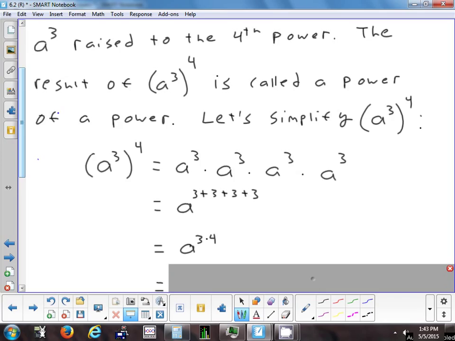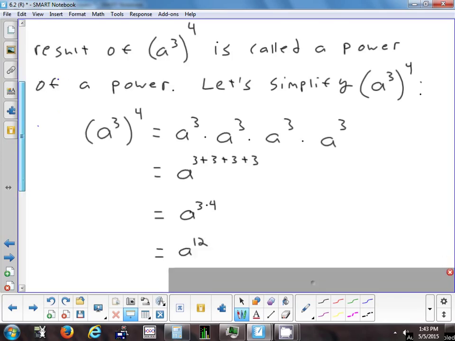Notice what we really did, though. We got a to the 12th. What do you get if you multiply 3 times 4? 12. There's your pattern. When you have a power raised to another power, you're going to end up multiplying these numbers together. We're not going to have to write it out the long way each time.